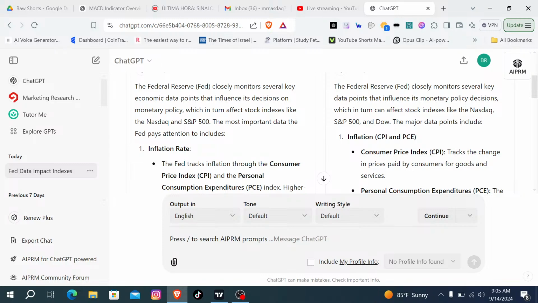It's a library, so whatever you want to know, ask it what data the Fed is watching. Because the Fed is the one that moves interest rates and moves the banks, and so on, and it affects everything. So the hedge funds, your big guys, that's what they pay attention to. That's what moves the indexes.